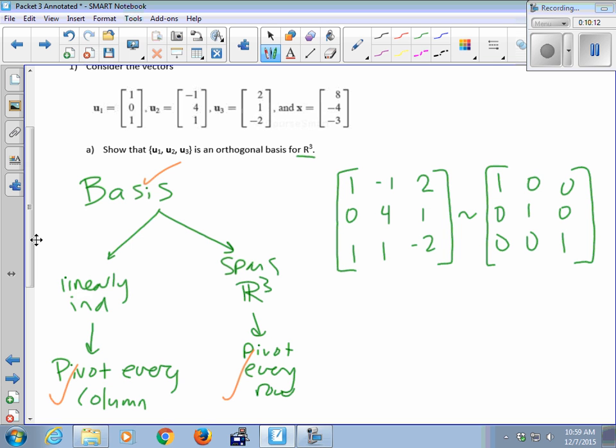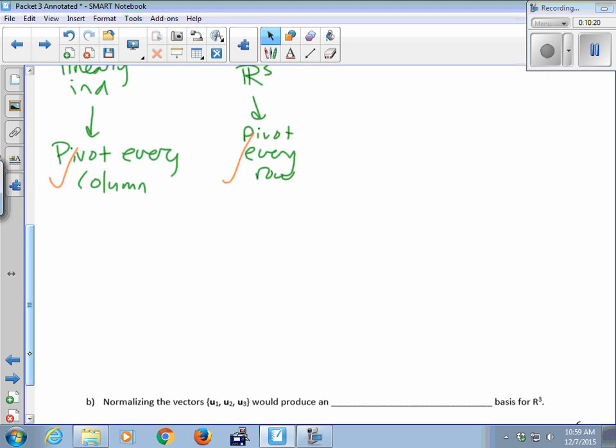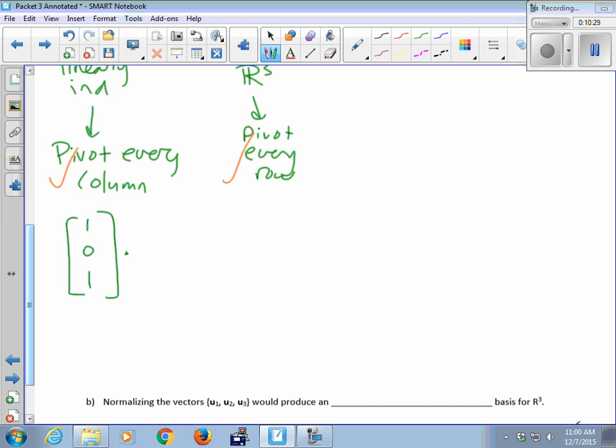How do you show two vectors are orthogonal? Dot product, and you should get zero. Yep. So u1 dotted with u2. This is (1, 0, 1) dotted with (-1, 4, 1). So that should be -1 plus 0 plus 1, which is 0. Okay, so check. u1 is orthogonal to u2.